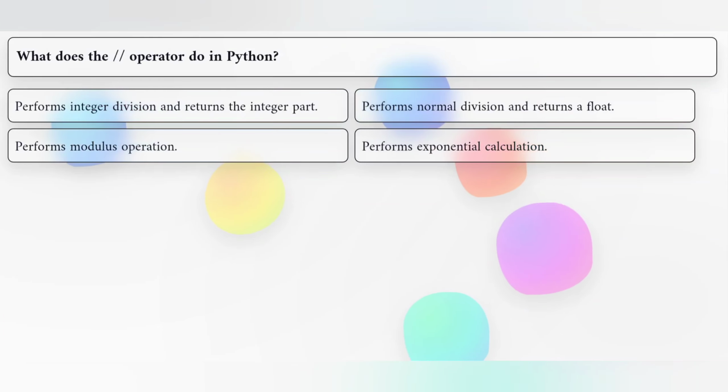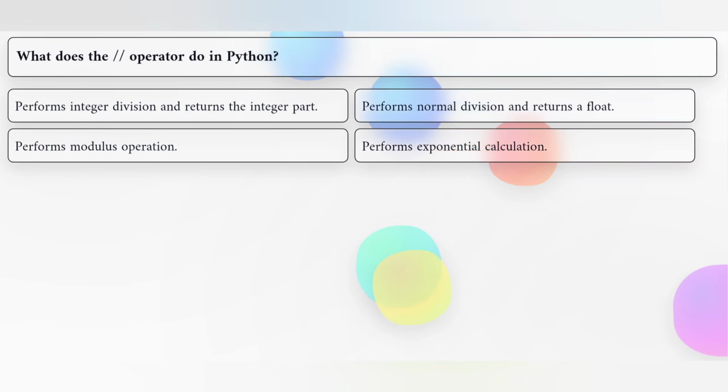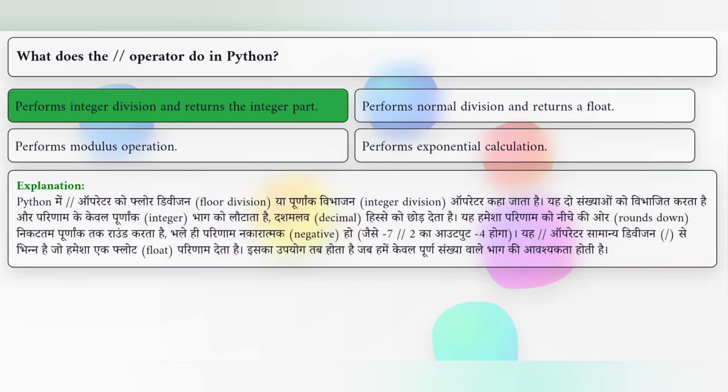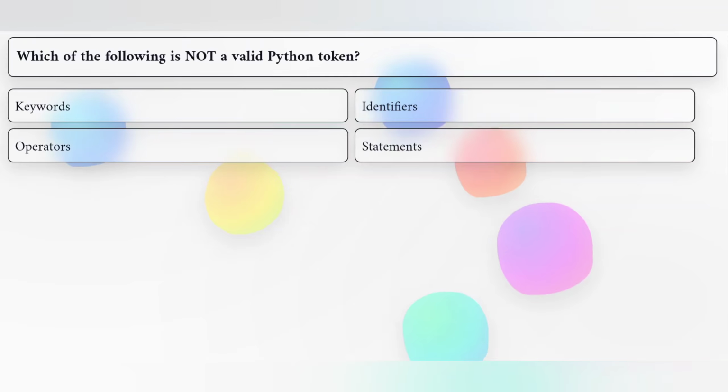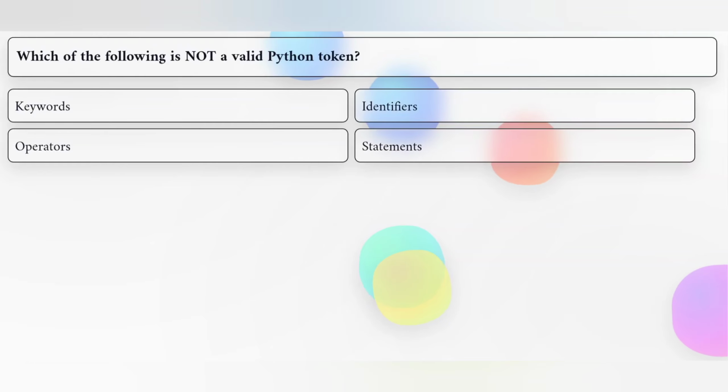What does the operator do in Python? Performs integer division and returns the integer part. Performs normal division and returns a float. Performs modulus operation. Performs exponential calculation. Which of the following is not a valid Python token? Keywords, identifiers, operators, statements.